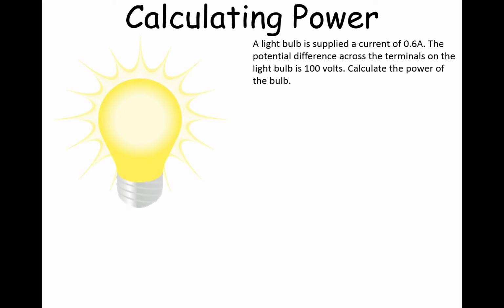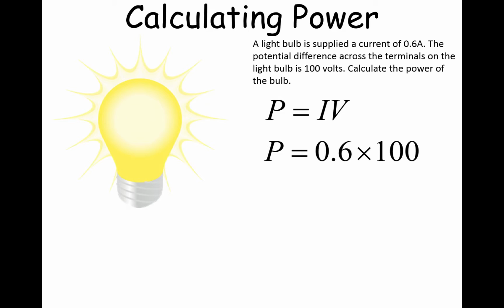A light bulb is supplied a current of 0.6 amps. The potential difference across the terminals of that bulb is 100 volts. Calculate the power of the bulb. In this case, again, we simply write P equals I times V. We replace the I with 0.6, the V with 100, and that gives us an answer of, no surprise there, 60 watts, the most common light bulb used in Britain.